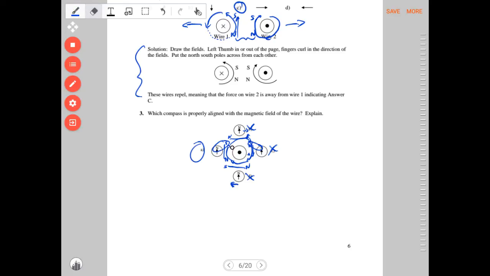I'm going to erase a bunch of this just so it's not quite so messy. Let's just draw that one more time for you. It comes around like this. Tangent line, north, south. And look, the north pole would be attracted to the south pole of the wire. And that's the way it lines up. So that's a little simplified, but if I would have started with A, I wouldn't have had the rest of those pictures. So there you go.